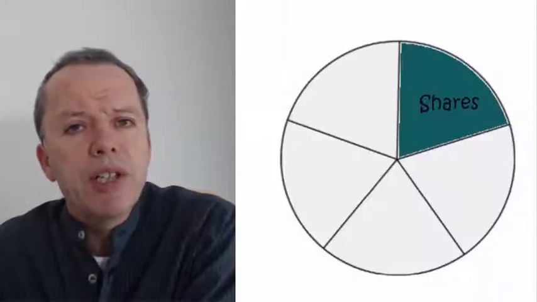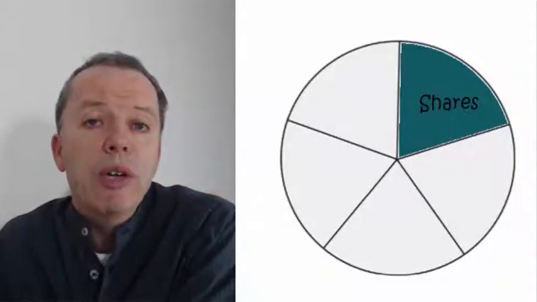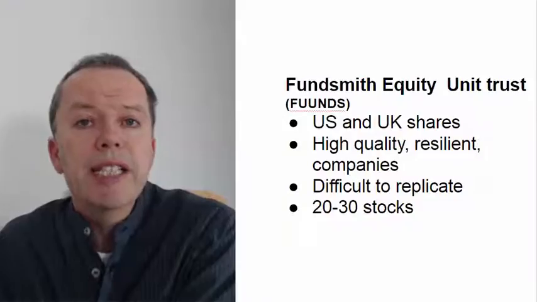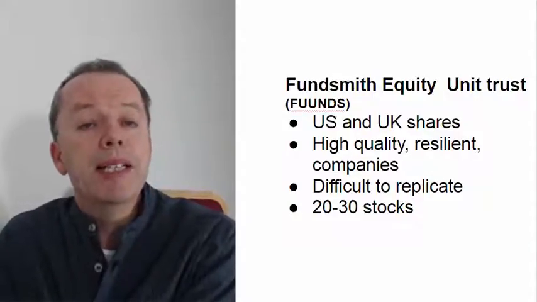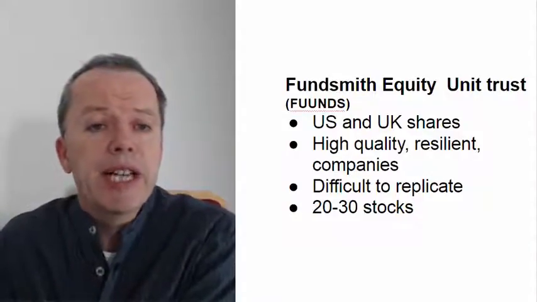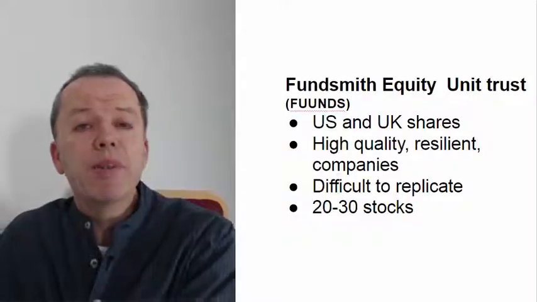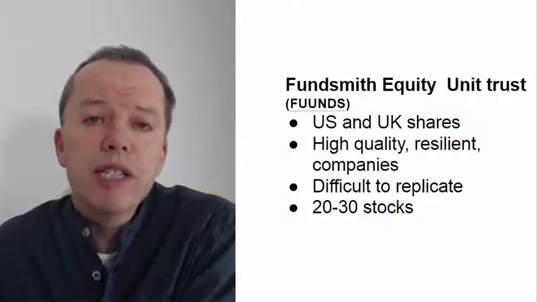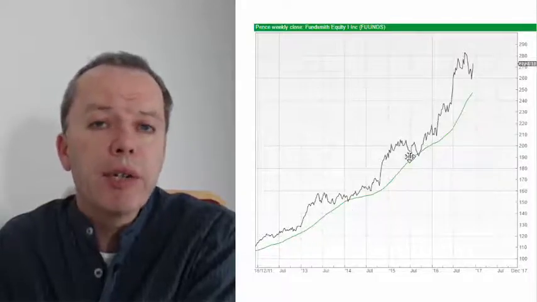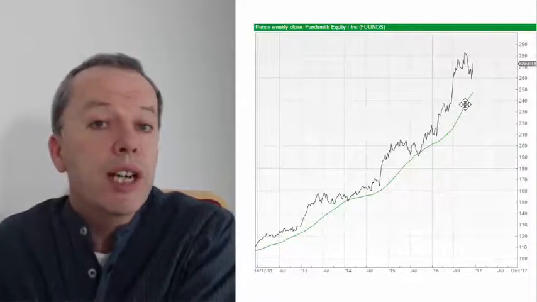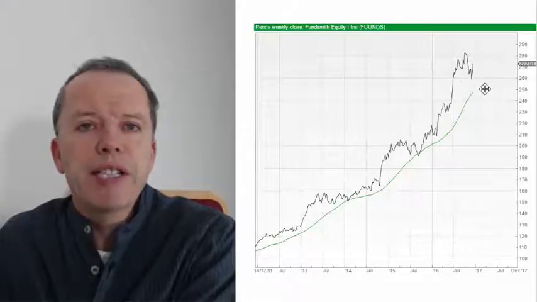So let's have a look at shares. Now, what I do to be exposed to shares is use a unit trust called Fundsmith, which has 20 to 30 different UK and US shares in it, and it's a very popular and well-run unit trust these days. You can see its price here, so it's been rising, going from bottom left to top right, which is just the sort of graph that I like to see on an investment that I own.